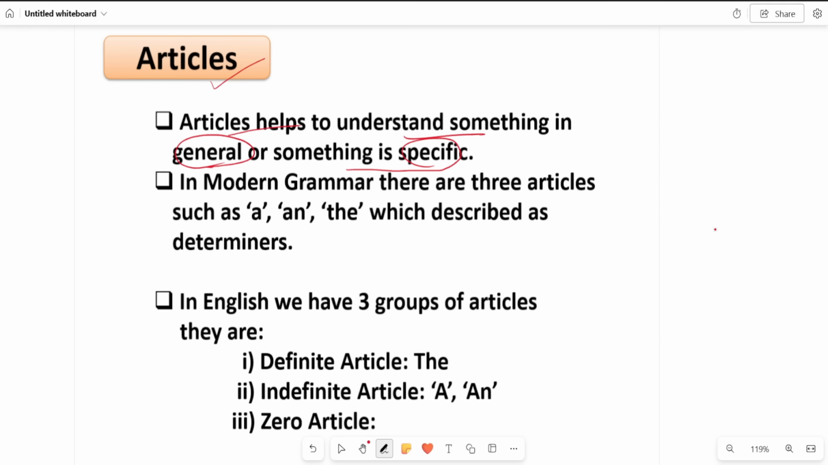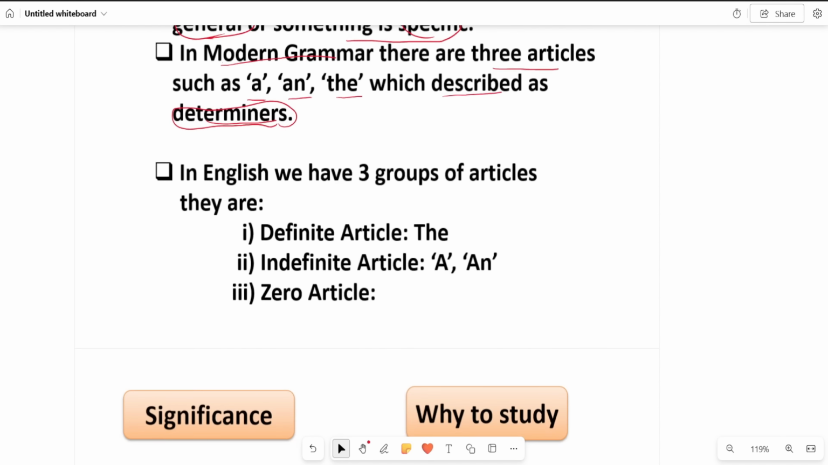Now see, in modern English grammar, there are three articles: a, an, and the, which are described as determiners. So these articles are also known as determiners. Now what the determiners are, we are going to understand. In English we have three groups of articles. Usually we study two only, definite article and indefinite article. The third one, the zero article, does exist. Now see, the definite article always has only "the." Then in the indefinite category we have two, that is "a" and "an," and the third one is zero, which today we're going to understand.